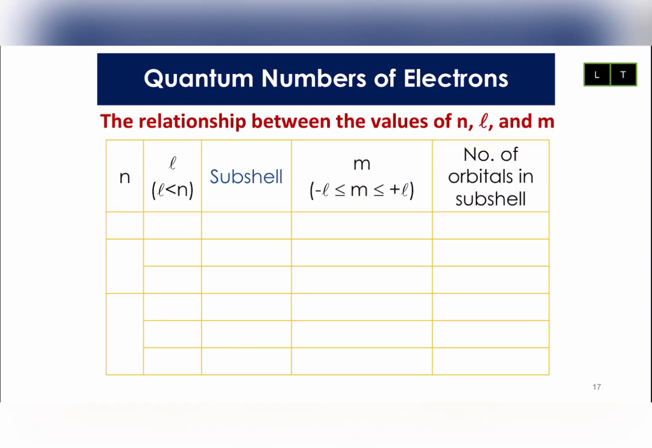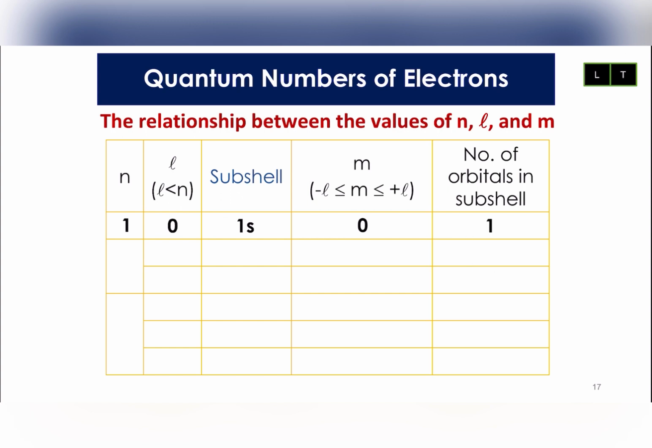So let's go to the final example, where I want to determine the relationship between n, l, and m. For example, I have n equals 1, so the value for l should be 0. The subshell is 1s, and my m value stays as 0 because l is 0. So how many orbitals in my subshell? I got 1 only. So this will be my answer.